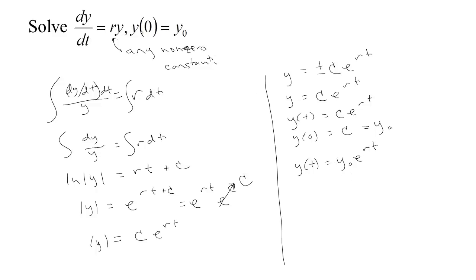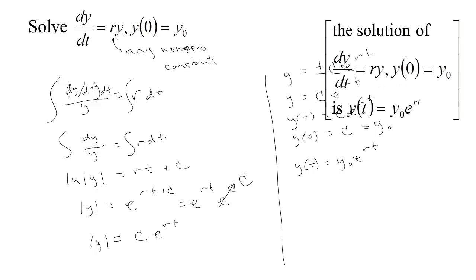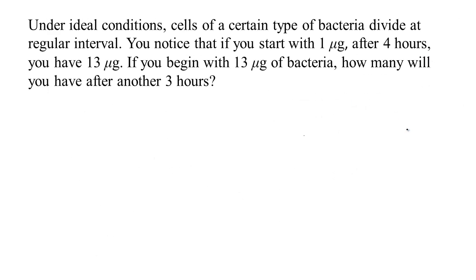Okay, so anytime we see an equation that fits this form, then we know what the solution is. We're going to use that over and over again. The solution of dy/dt equals ry, where the initial value of y is called y naught, is y(t) equals y naught e to the rt. Good. Let's look at a situation where this comes up.